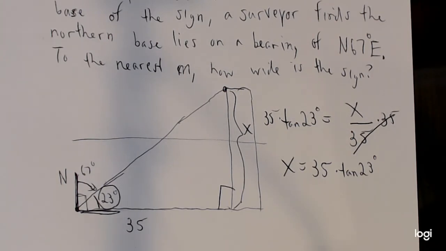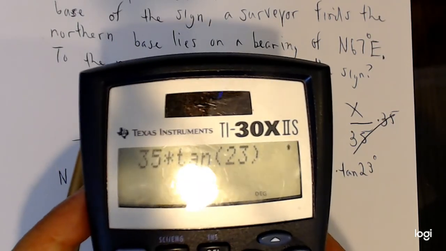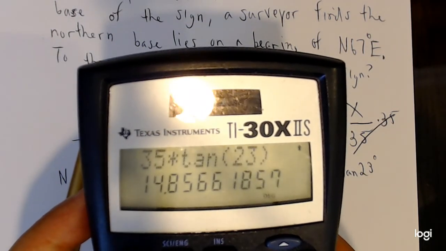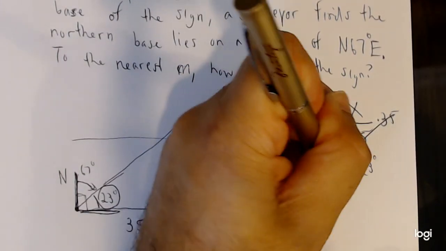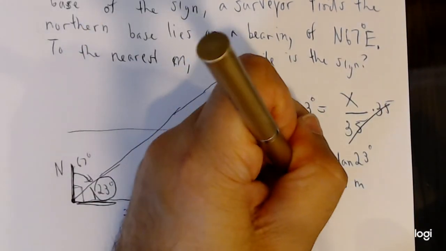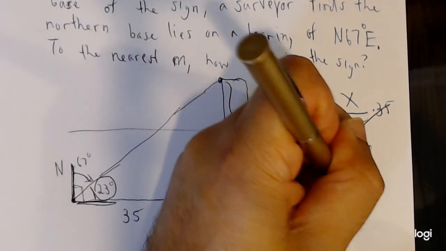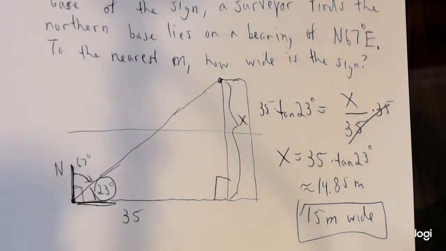So 35 times tangent of 23 gives us about 14.85. So this is about 14.85 meters, which if I'm rounding it, it's about 15 meters wide. Okay, so that is 15 meters wide. And there you have it.